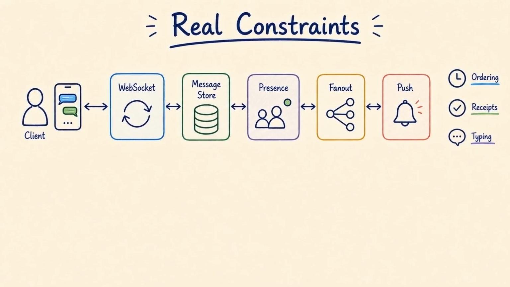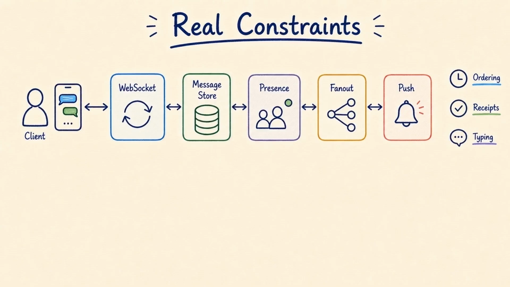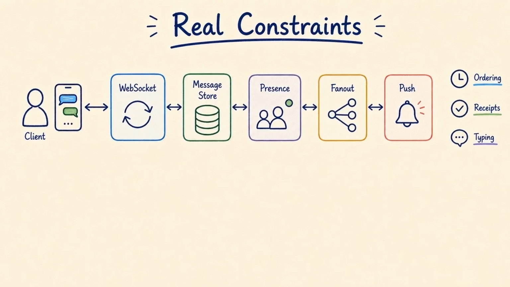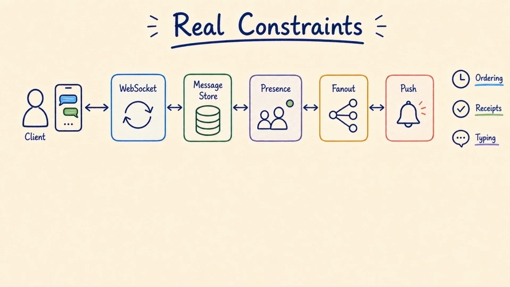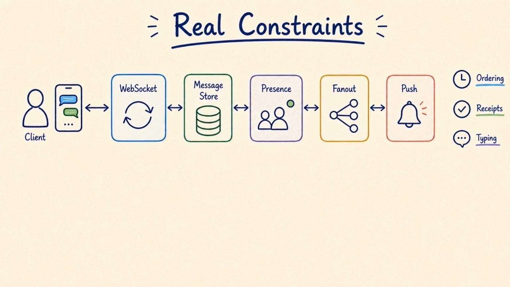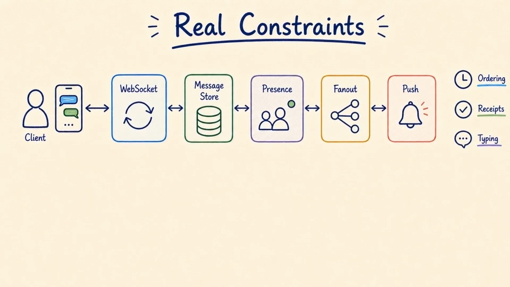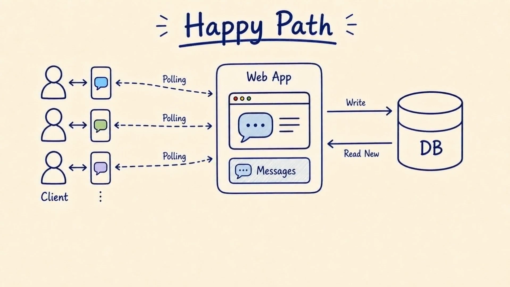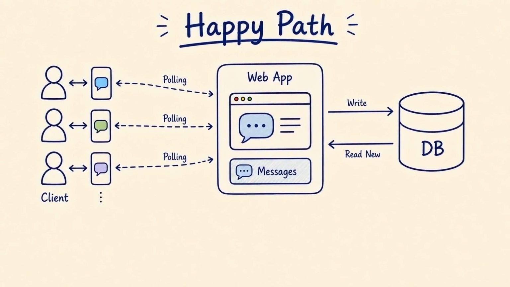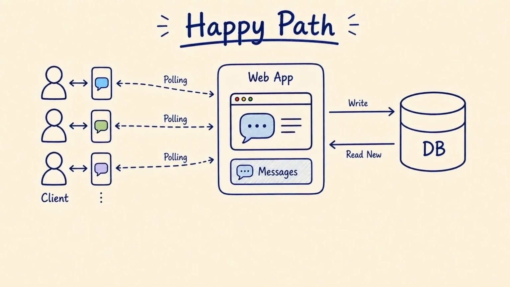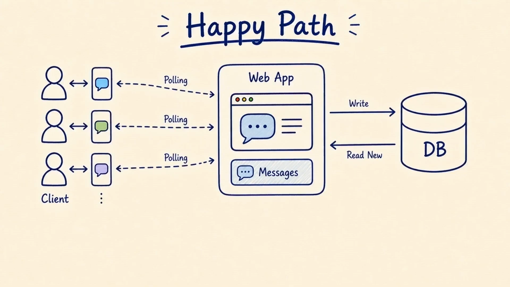This design has to handle WebSockets, message storage, delivery receipts, online users, ordering, fanout, push notifications, presence, typing indicators, and scaling connection gateways, not just a clean demo request. The first diagram usually looks fine because it only tells the happy path story.